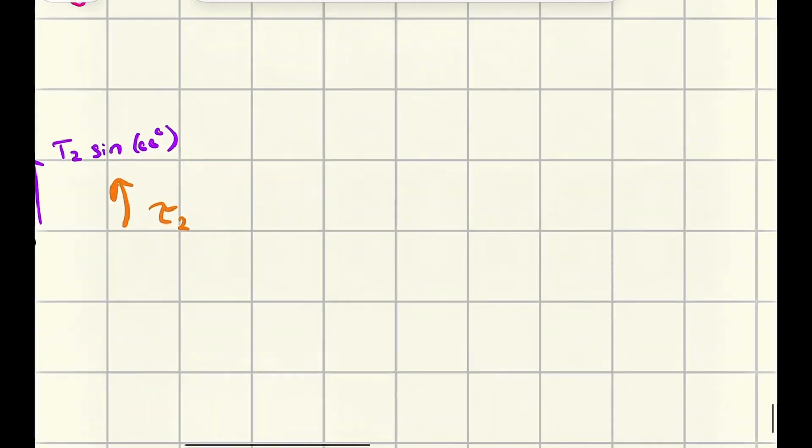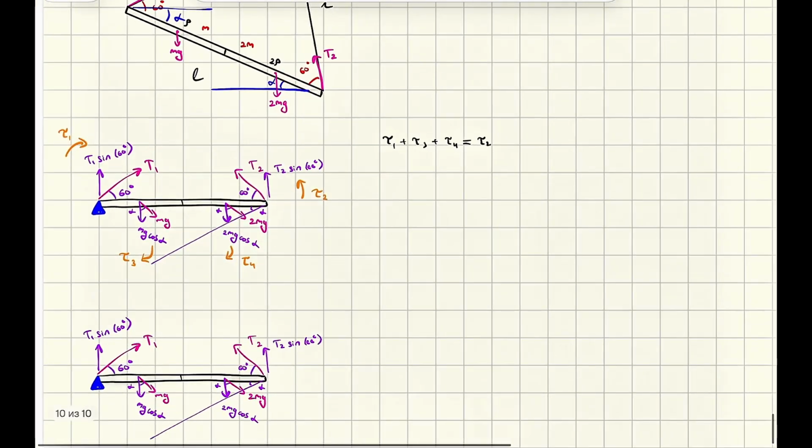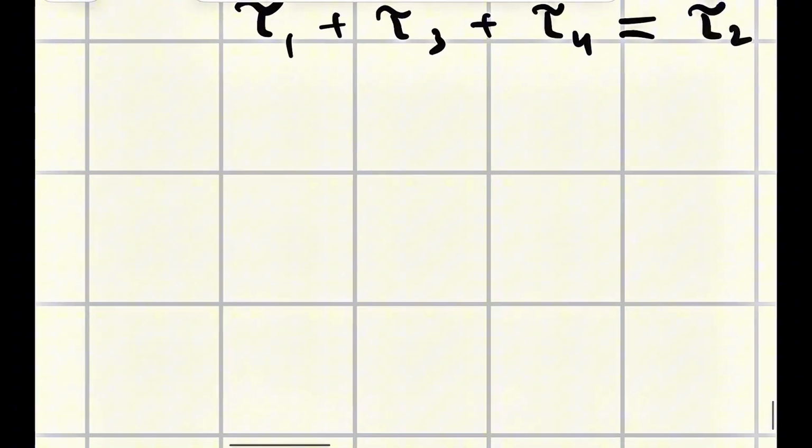That's why, let me write it something like this. Torque 1, torque 3, and torque 4 are clockwise, minus torque 2, it is 0. And if I move torque 2 there, it's got to be just like this. This got to be just equal. If I open up this torque 1's component, it is just T1 sine 60.